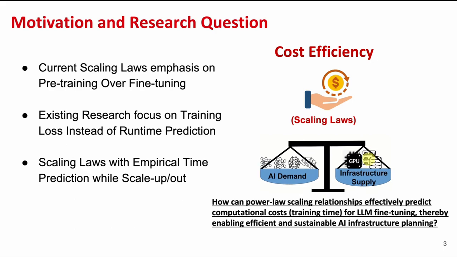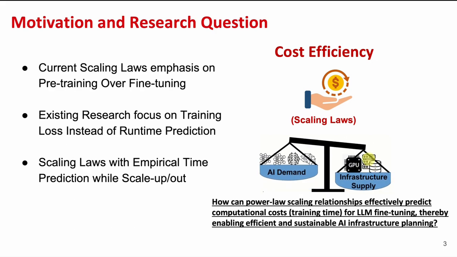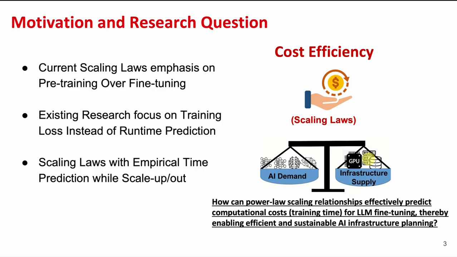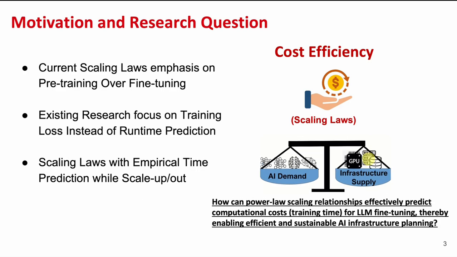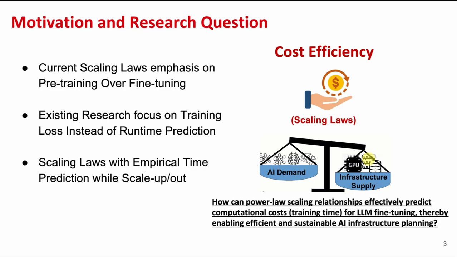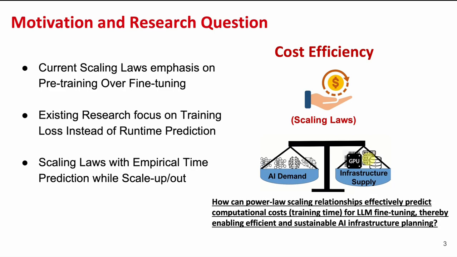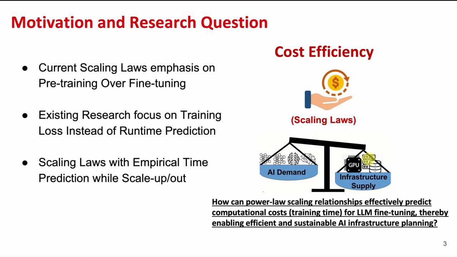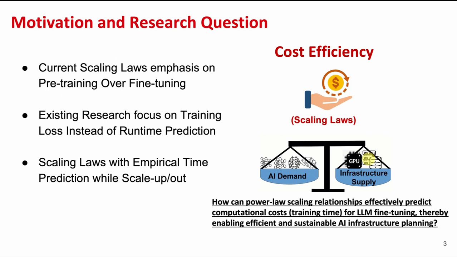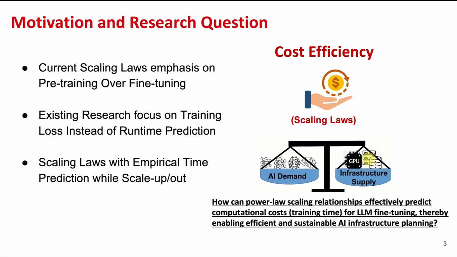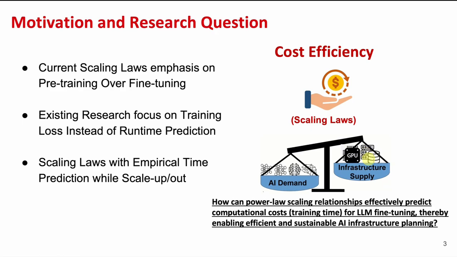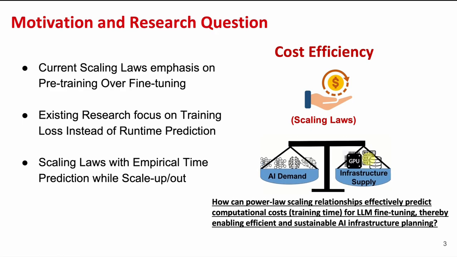And we realized that scaling law research mostly focuses on pre-training instead of fine-tuning. It is focused on training loss instead of training time. There are some running time prediction models based on computer architecture, like machine profile, FLOPs, even roofline, and some of them even scan the machine learning models, understand optimizers, and use that to do the prediction.